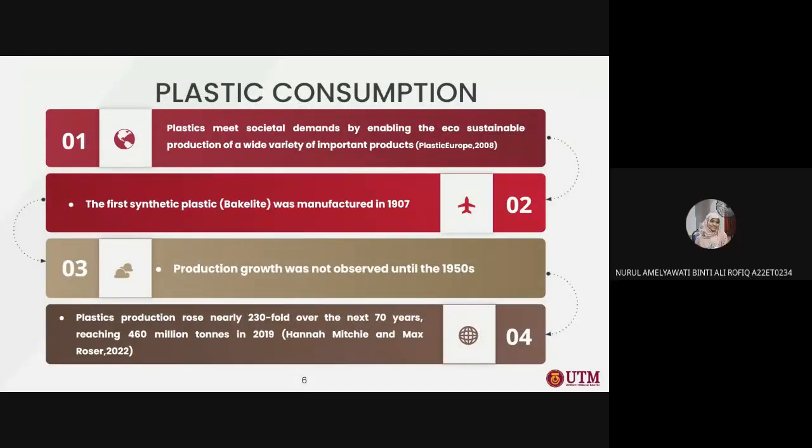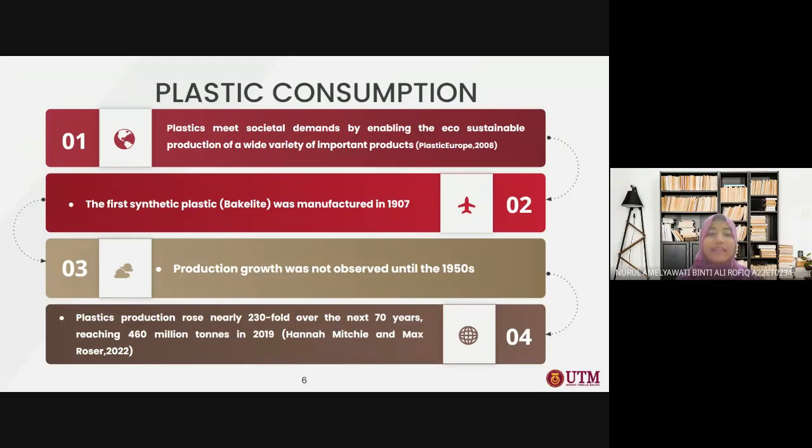So next is about plastic consumption. Actually, the first synthetic plastic, which is bakelite, was manufactured in 1907, but the production growth was not observed until the 1950s. However, plastic production rose nearly 234 times over the next 70 years, reaching 460 million tons in 2019.